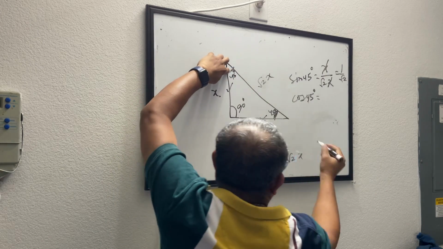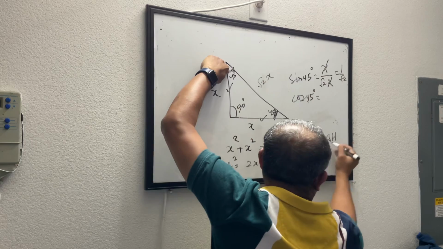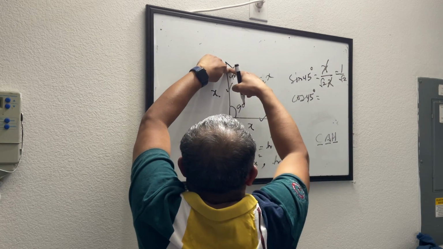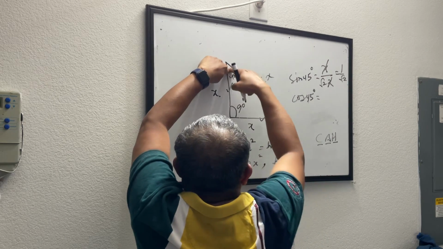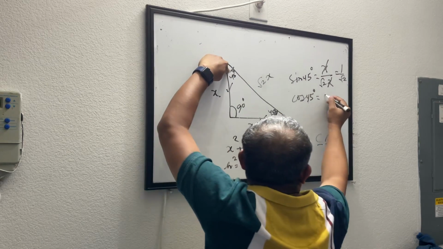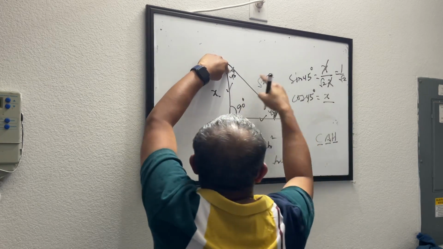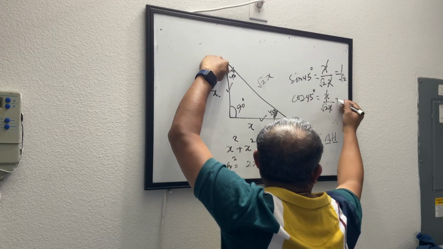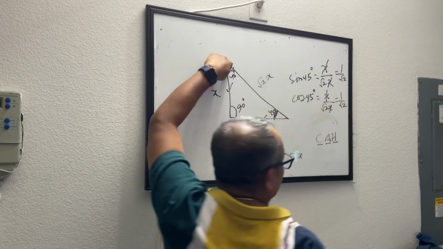Cos of 45 says cos. Cos is adjacent side by hypotenuse. This is my angle. What is my opposite side? This one. What is my adjacent side? This one. So that is also x over hypotenuse, root 2x, which is 1 by root 2. Yeah?